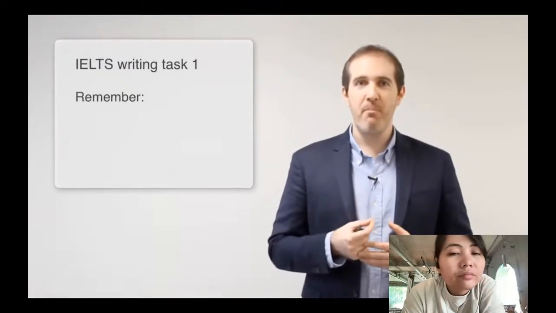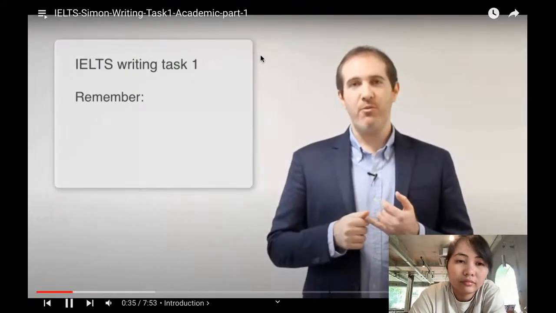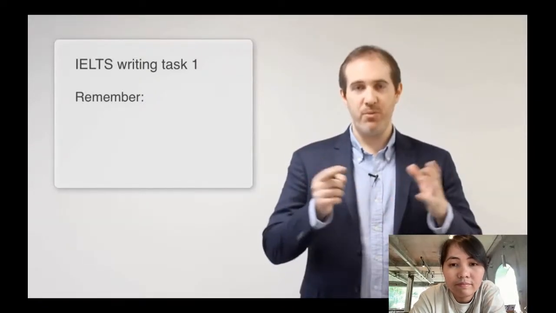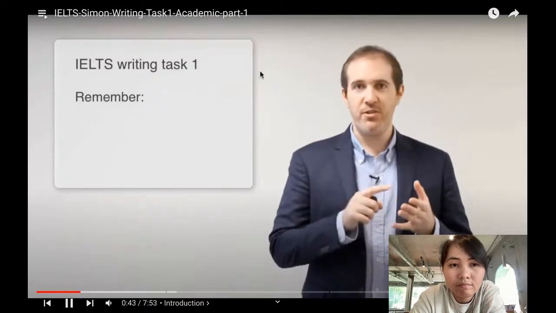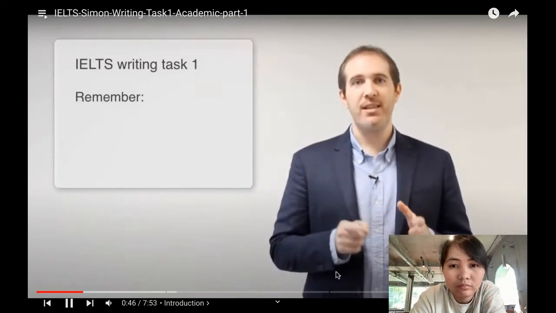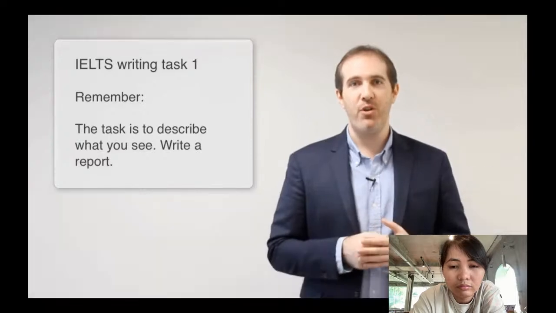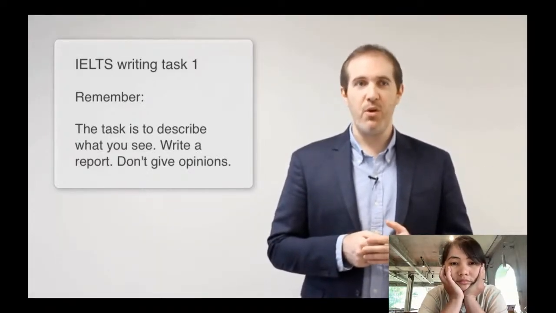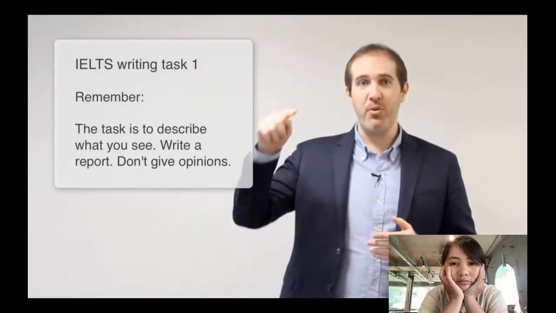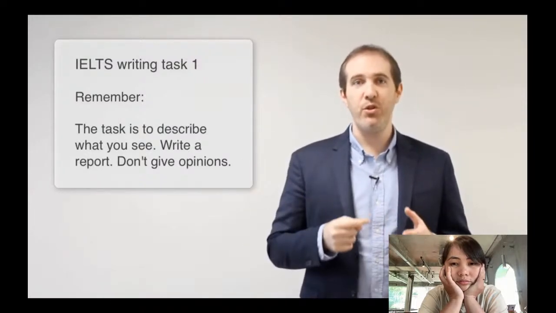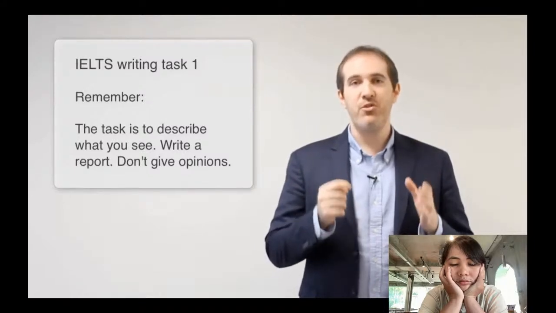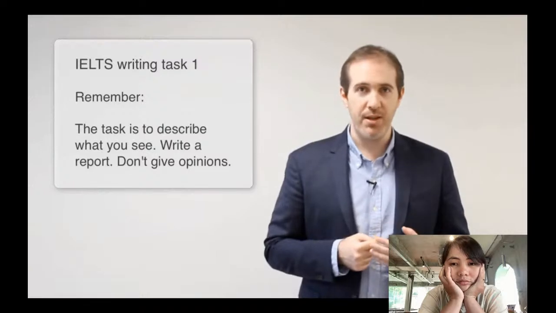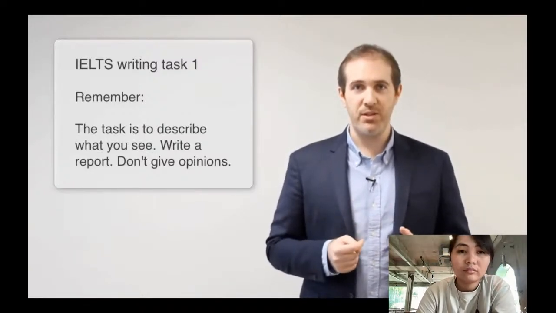A few things to remember before we start. In Writing Task 1, the task is to describe a figure, some kind of graph, chart, or diagram you see. Your task is to describe it and write a report on it. You are not supposed to give your opinions. You don't know why the line on a graph goes up or goes down. You haven't got the research. All you see is the graph and you describe what you see. This we would call a report. It's the description task. So no opinions, first of all.